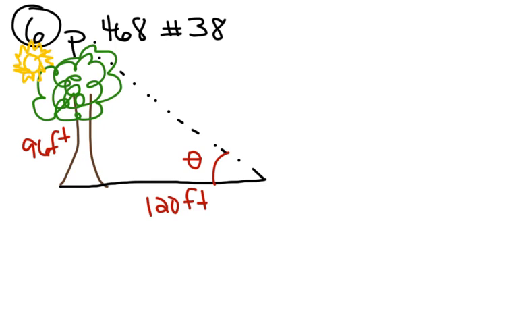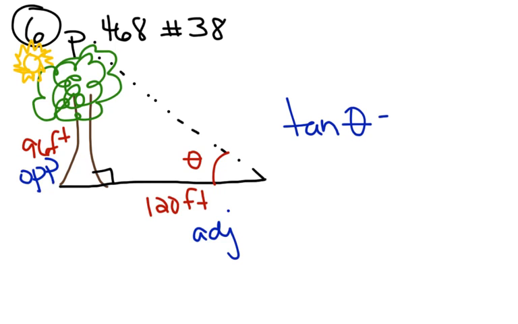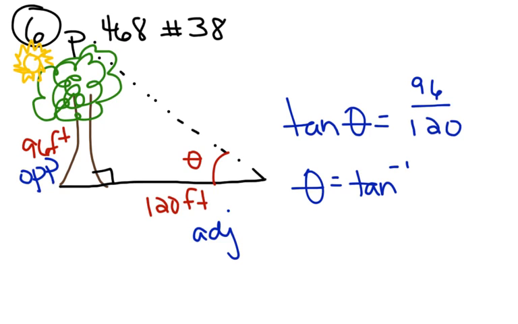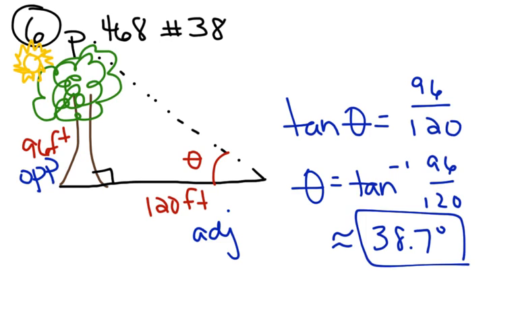In order to solve this problem, all you need to figure out is which trig function to use, because this is just a right triangle problem. Well, I know opposite and I know adjacent. That means I'm going to use tangent. So the tangent of theta is 96 over 120. Theta is the inverse tangent of 96 over 120. And I'm going to find out that the angle of elevation is approximately 38.7 degrees. And that is the end of part 1.